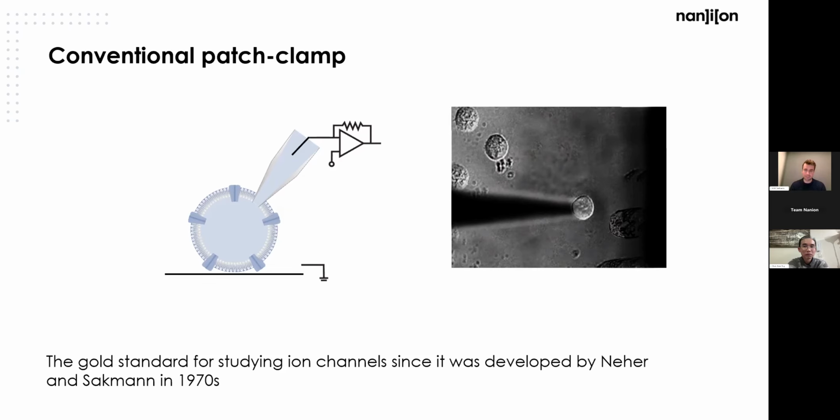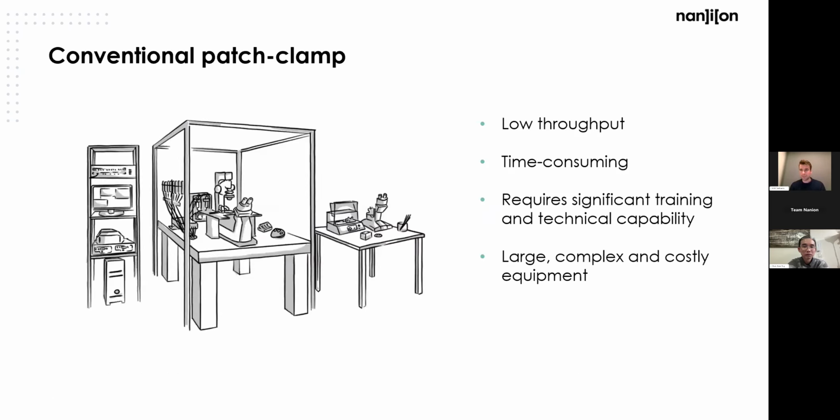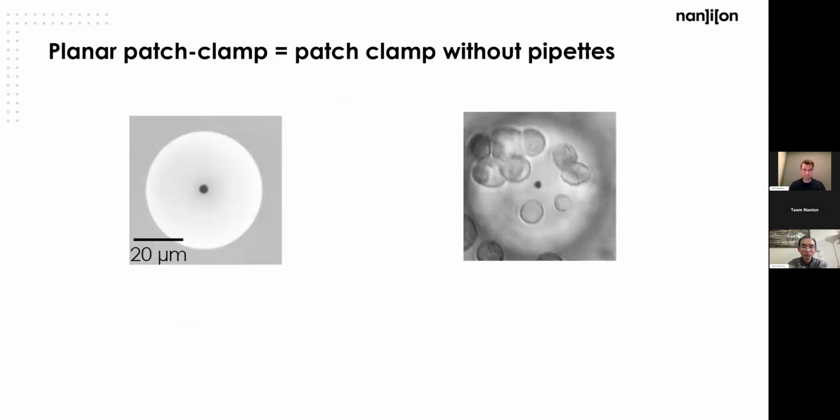Now, this is the gold standard for studying ion channel activity and has been that way since the 1970s. It does come with a few disadvantages, however, and that is that it is a very low throughput method. Cells can only be measured one by one using this technique. It is also very time consuming, a very complicated technique that involves significant training and technical competence. It involves a lot of bulky and expensive equipment involving inverted microscopes, large Faraday cages, anti-vibration tables, and the necessity to pull and fire your own pipettes. So it does come with these disadvantages as well.